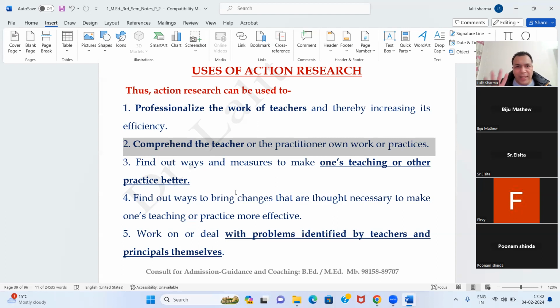So what you have to do is, you have 40 students in the class, for example, you make one proforma. Okay, make 10 questions. Whether I teach well or not. Okay, tell me about my blackboard handwriting. Tell me about my teaching method. Tell me about my behavior. Tell me about my explanation in the class. Tell me about my skill of introducing the lesson. Okay, tell me about my overall behavior in the class.